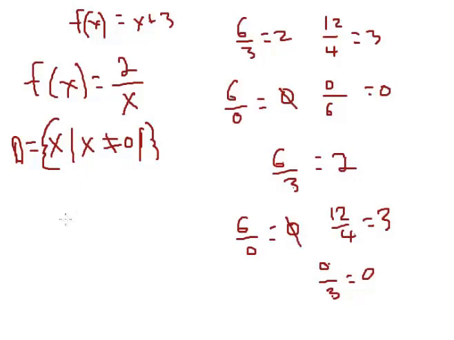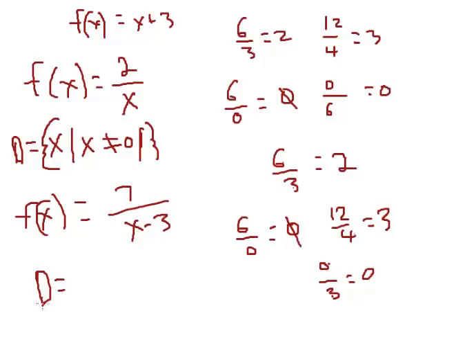Let's give you a slightly different example. What if I say f of x is equal to 7 over x minus 3? Well, now x can be 0. That's fine. If x is 0, then the function is 7 over negative 3, which is negative 7/3. What can x not be? What's impossible for x to be? Well, x can't be 3, because if x is 3, then the denominator is 0. So the domain is x such that x is not equal to 3.